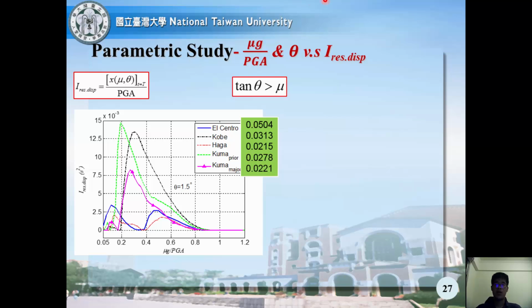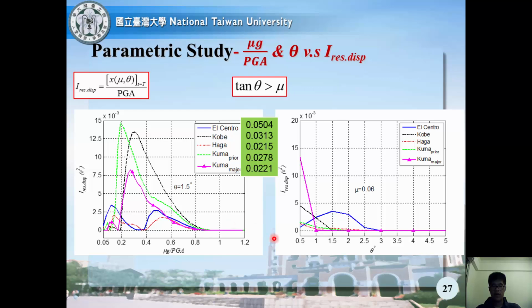However, we can see that if mu-g over PGA only slightly surpasses the boundary, then the system only has a little residual displacement. And then, when mu-g over PGA is around 30 to 40%, due to the variety of the earthquake force, we may see that the system has a relatively small residual displacement under the El Centro and the Haga earthquake, which happen to excite the system back to the original point. And then if we further increase mu-g over PGA, the system will gradually fail to work under the earthquake, so it will remain at the original point.